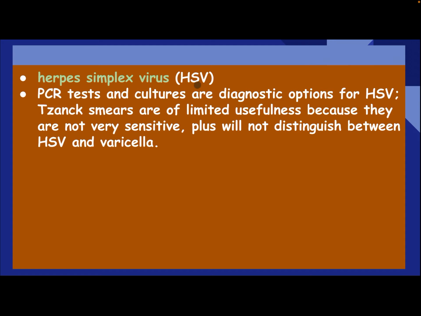Herpes simplex virus: PCR test and culture are diagnostic options for the herpes simplex virus. Tzanck smear is of limited usefulness because it is not very sensitive, plus it will not distinguish between herpes zoster and varicella.